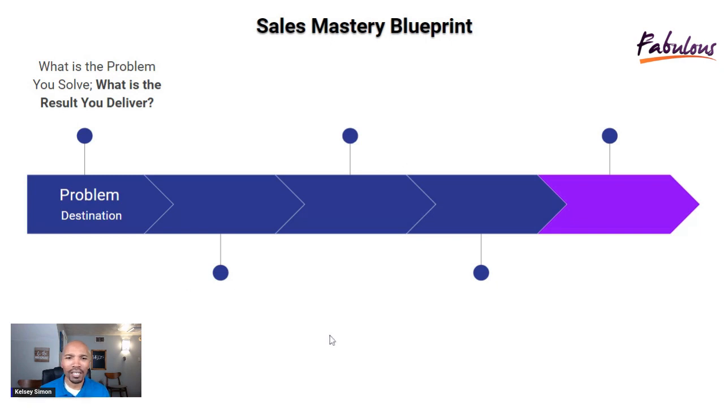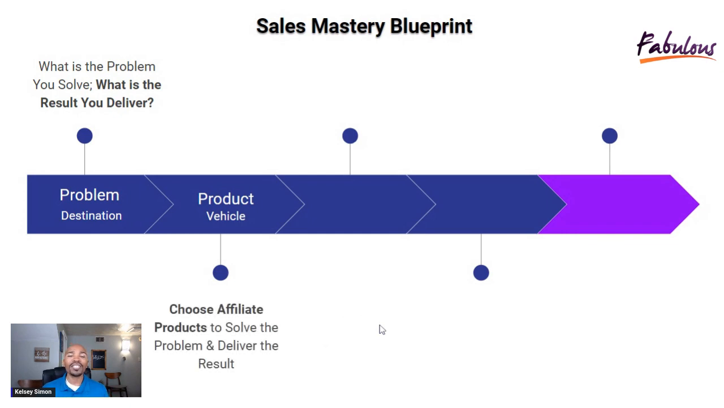The next P that's important to your affiliate hub sales is the product. You want to make sure that from whatever problem that you solve, you have identified affiliate products that you want to offer to your buying audience. You want to identify products that are going to help solve the problem that you say that you solve.